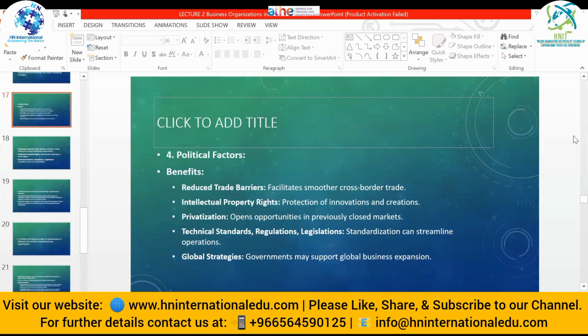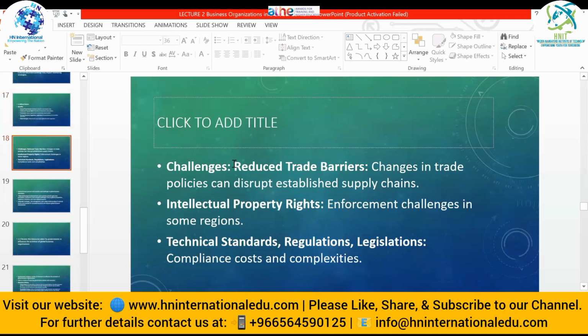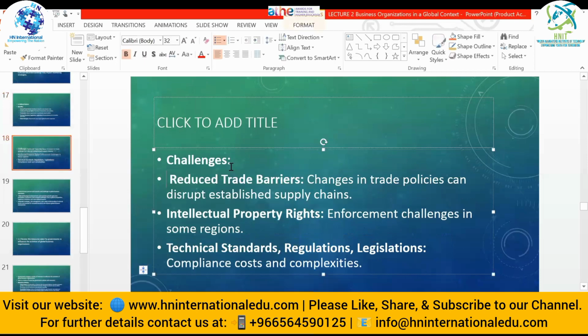The challenges of the political factors are reduced trade barriers. Changes in trade policies can disrupt established supply chains. That is, when we are going through one thing, everything is going perfect, and a disruption occurs. That is what even happened in the Brexit. When the UK got out of it, the other countries faced the problem.